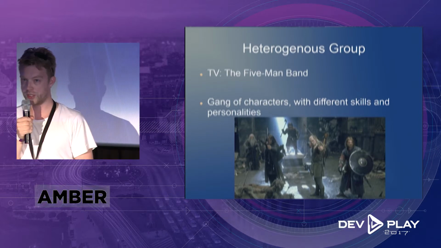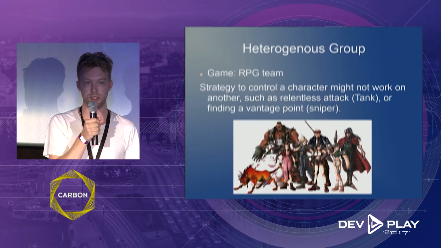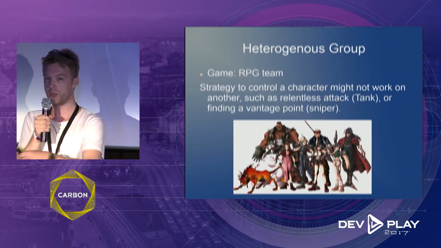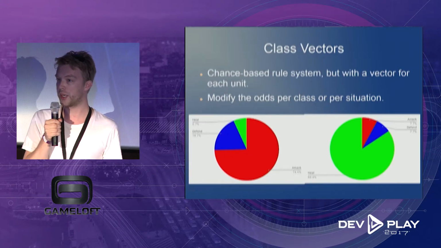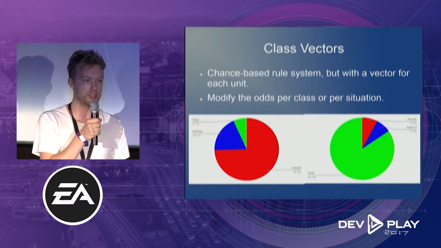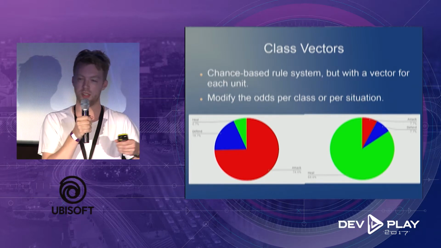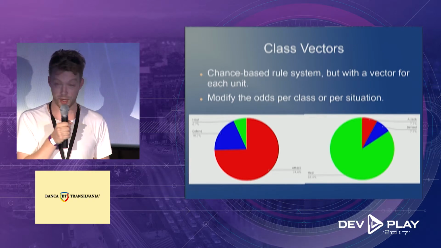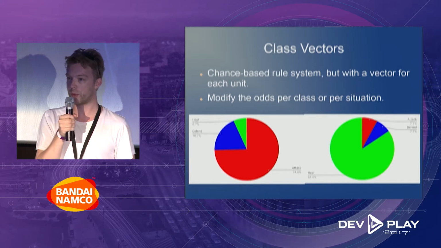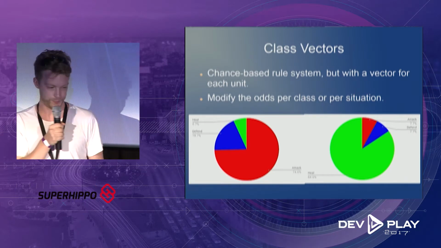Then you have a heterogeneous group where all the characters are different or have different statistics. And then the question is, how do you code that? For example, in Lord of the Rings, where you have a class-based system where all characters have their own class. And whatever an archer is doing is very different from what the tank is doing. And that is, of course, in an RPG very important. You don't want to have an archer that runs straight into battle all the time.